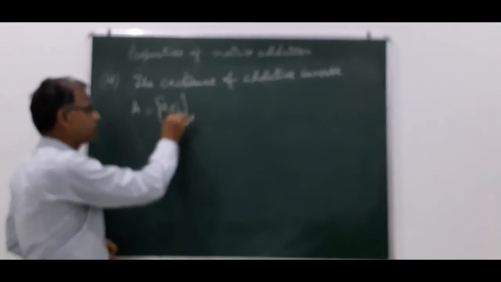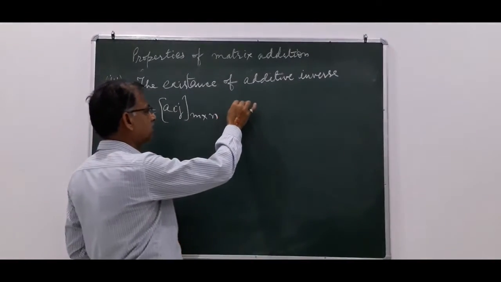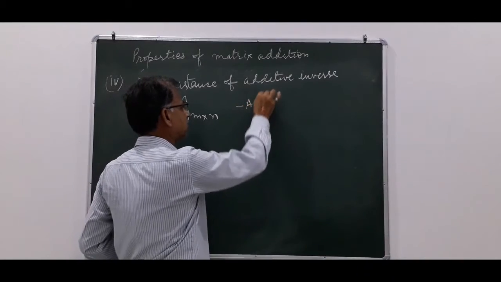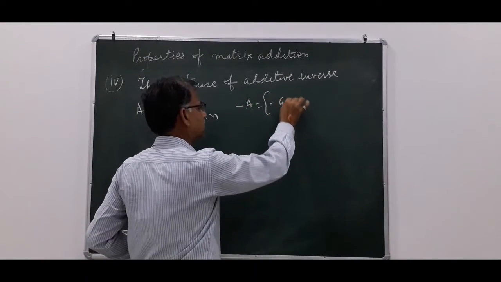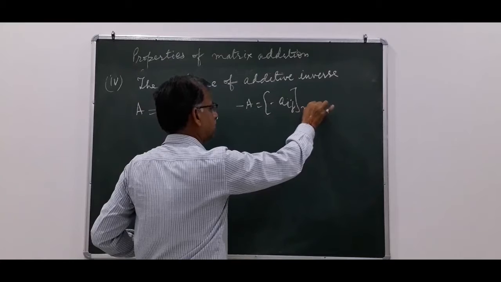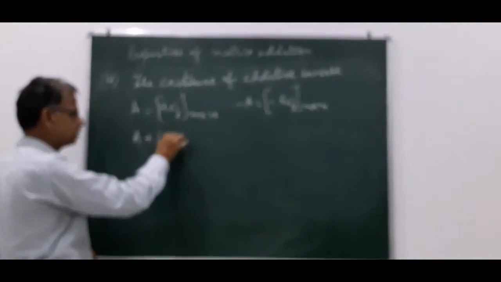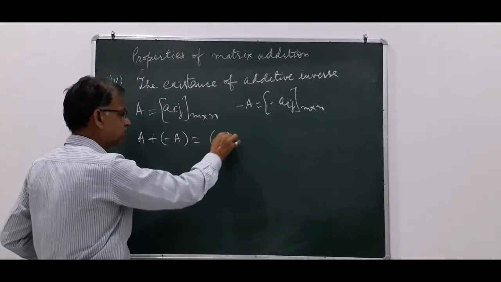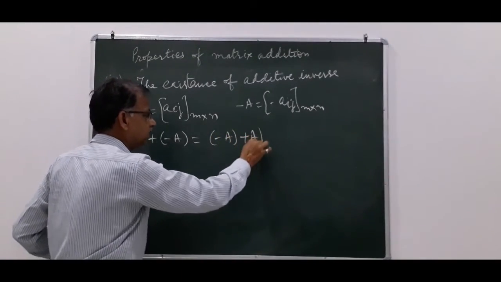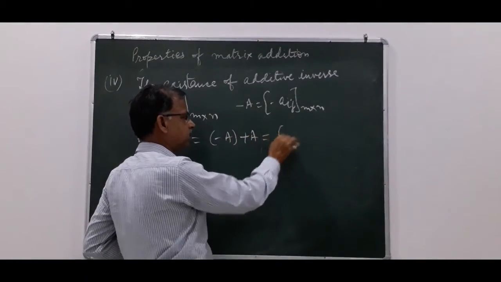Let A be any matrix of order m by n. Then we have another matrix minus A, such that sum of A and minus A, or sum of minus A and A is null matrix.